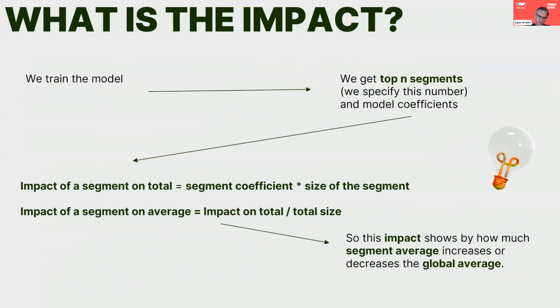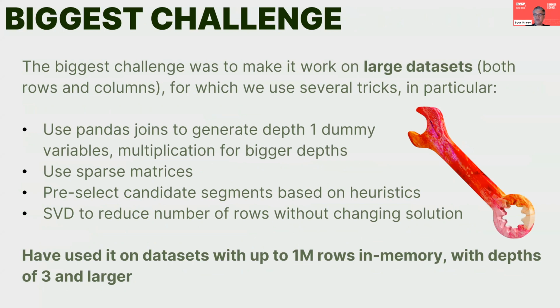And then the biggest challenge was making it work on large data sets. So it'll work with data sets which are as large as your RAM will take, but even so, we try to make it as efficient as we can. So one optimization trick is we use pandas joins. We use pandas joins to generate the dummy variables to depth 1, and then we just multiply those to higher depths. We use sparse matrices, of course.